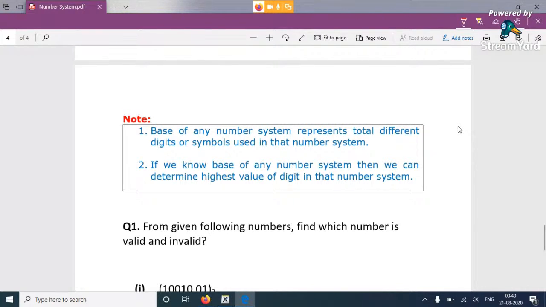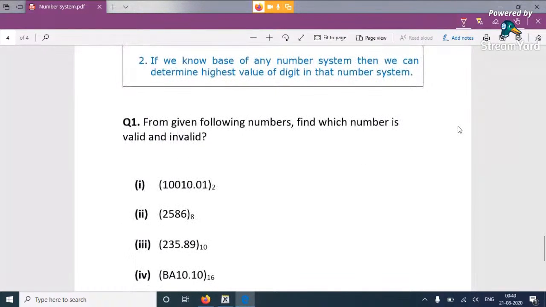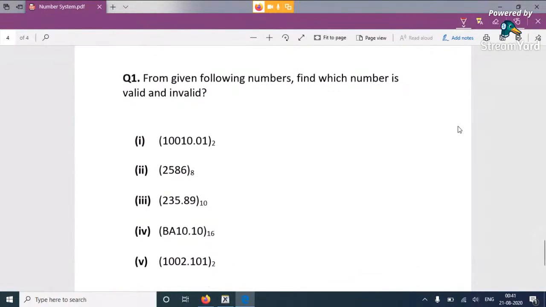So I have one problem for all of you. See question 1. From the following numbers, find which number is valid and which is invalid. Find which number is correct or incorrect. If we see the first problem, 10010.01, first identify what is the base of that number. Base of this number is 2.